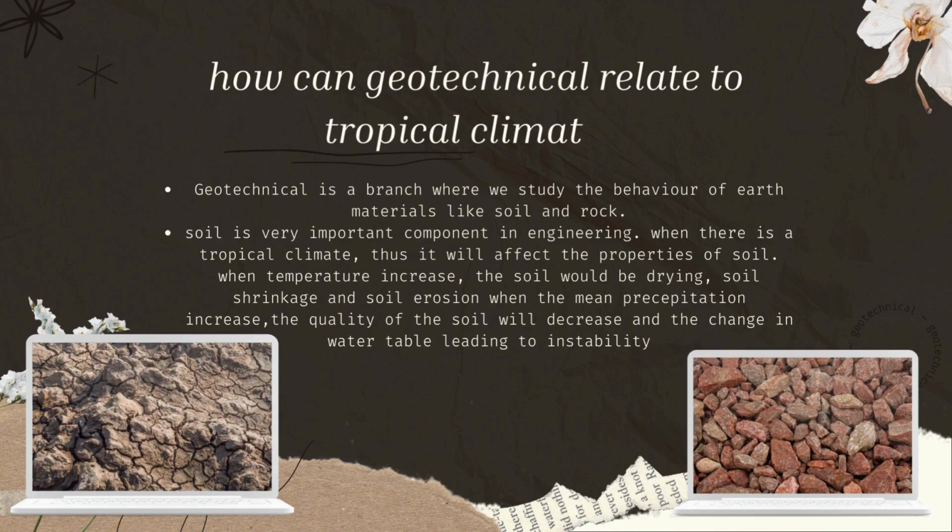Geotechnical is a branch where we study the behavior of earth materials like soil and rock. Soil is a very important component in engineering. When there is a tropical climate, it will affect the properties of soil. When temperature increases, the soil will dry. Soil shrinkage and soil erosion can occur when the mean precipitation increases. The quality of soil will decrease and the change in water table leads to instability.